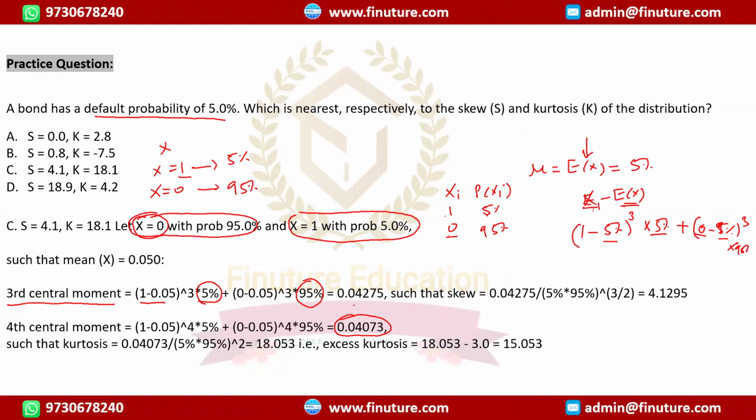So what you got is that skewness is this one over 5% times 95% to the power 3 over 2. Okay, standard deviation. Over 3 by 2. Okay, I'll just take it as homework. This is something I'll explain to you why: this one, this one, 5% into 95%.